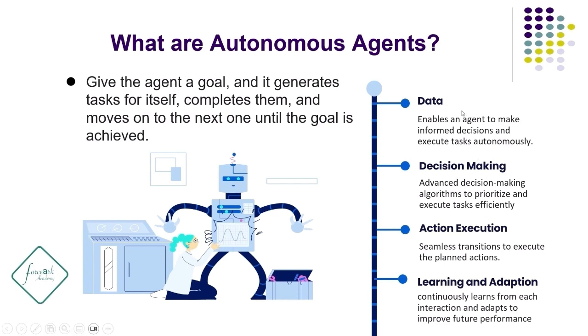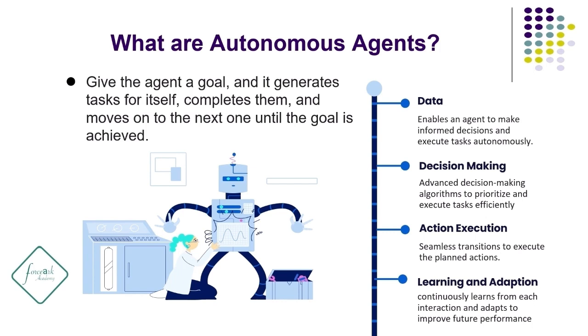Given the goals, the autonomous agents can generate tasks for themselves and perform them one by one until the goal is completed. The main pillars of autonomous agents are data, decision-making algorithms, action execution algorithms, and their capability to learn and adapt on every interaction. So, data is one of the major pillars for an Agentforce agent to work efficiently. The quality of the generated output is directly proportional to the quality of the data that's given. This data enables an agent to make informed decisions.